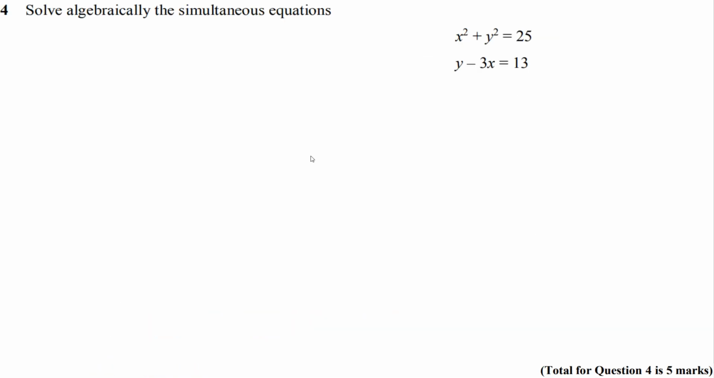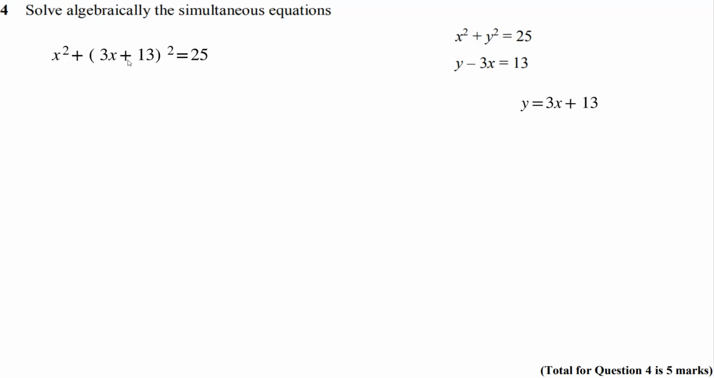Solve algebraically the simultaneous equations. We just want to rearrange for one of the variables and then plug that in. Here it's easier to go with y equals, because if we went with x equals, we'd have to deal with fractions, and that's just not very nice. So y equals 3x plus 13 here. Just add 3x to both sides. Plug this into here. So you have x squared plus 3x plus 13 squared equals 25.